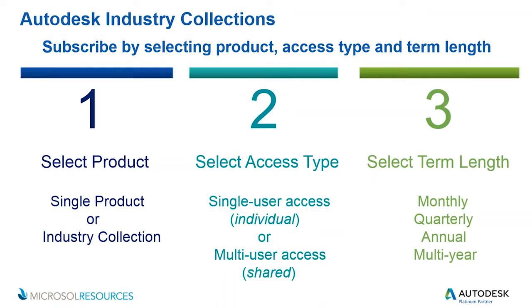So I should mention, when it comes to the access type, multi-user access, which was previously referred to as network deployment, is only available starting at annual and or multi-year term lengths. So if you want that flexibility of a multi-user license, it starts with an annual or a multi-year term. No options for monthly or quarterly terms.